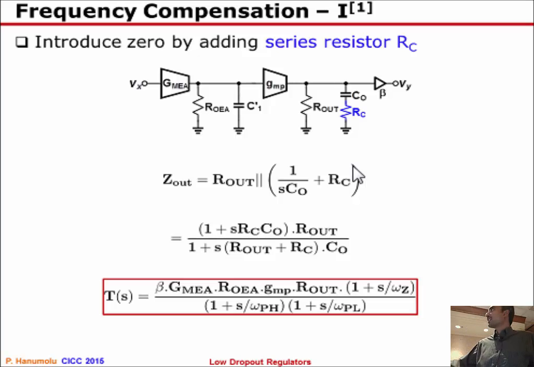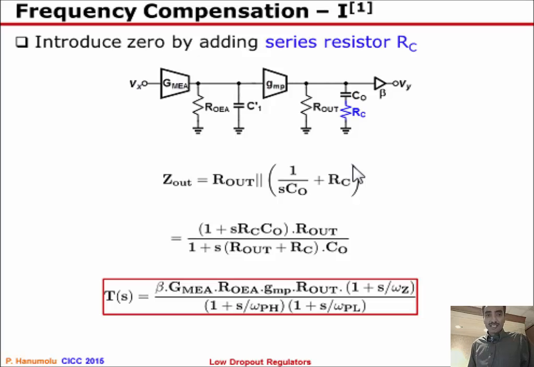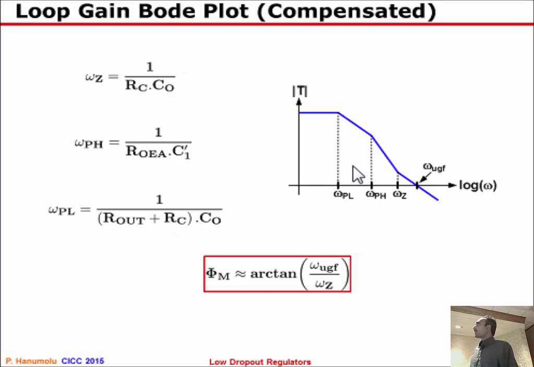Here I'm simply ignoring the feed forward that we had because of the CGD of the pass device, because the zero because of the feed forward is, as I have indicated, typically at a much higher frequency. Right? So for that reason, I'm ignoring that. Okay, sorry.